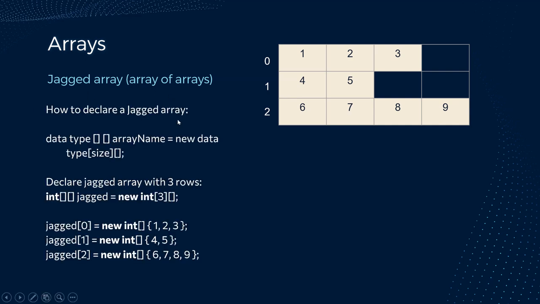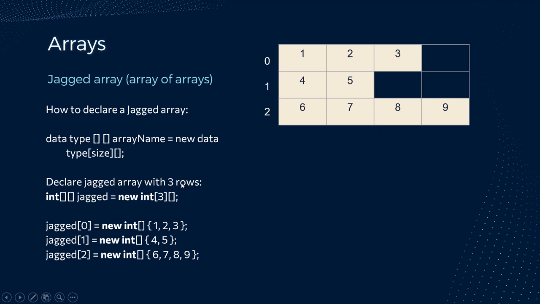Now how to declare a jagged array? To declare a jagged array, we have the data type and then 2 square brackets, and then the array name, and then new and data type. And in the first square bracket we need to provide the size. Size means how many single dimensional arrays you need. And then the last one is the blank square bracket. So it indicates basically that you can take different sizes of the single dimensional array.